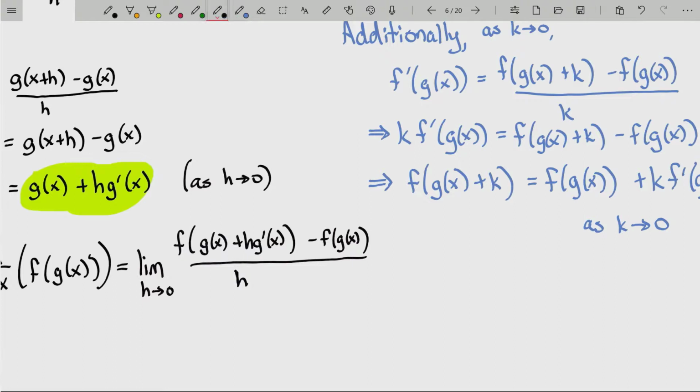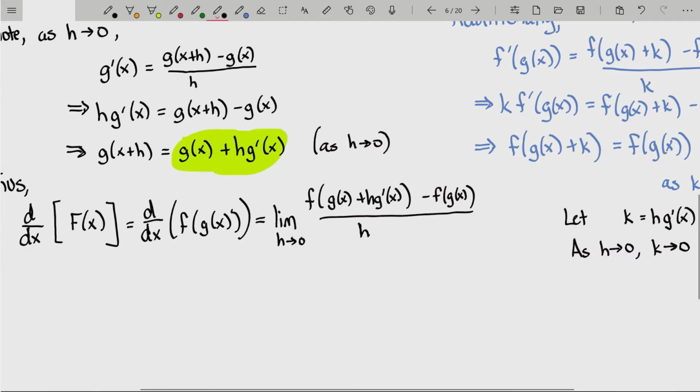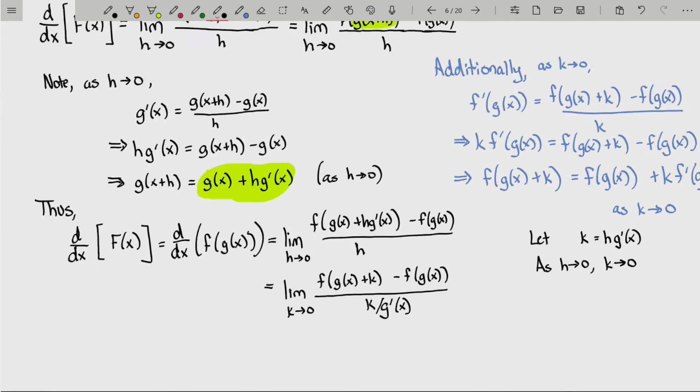So we're going to go ahead and let k equal h times g prime of x. Again, g prime of x is a finite number. It's a constant. And so as h tends to 0, so does k, actually. And so we're perfectly fine. There's no issue there.